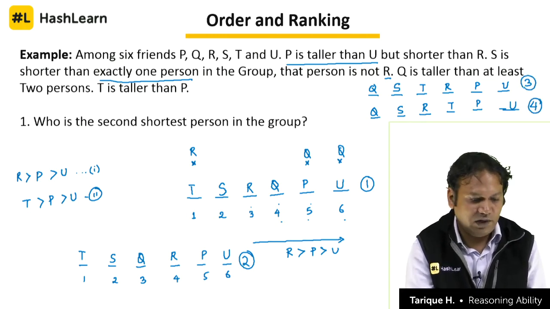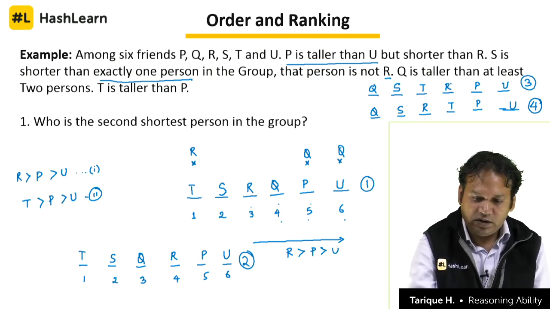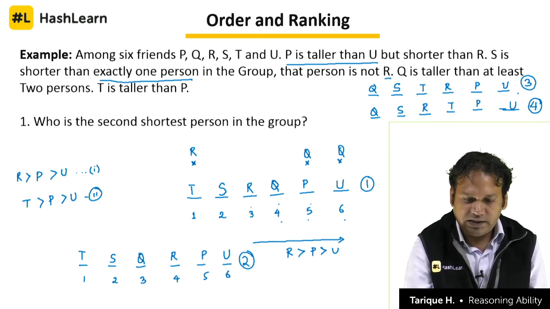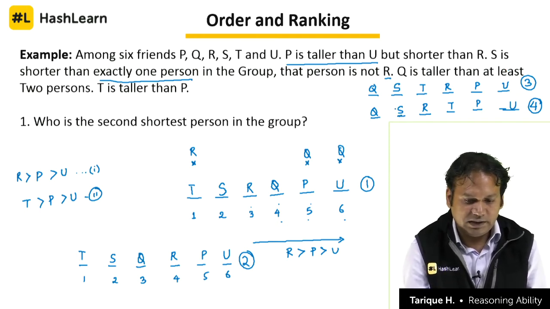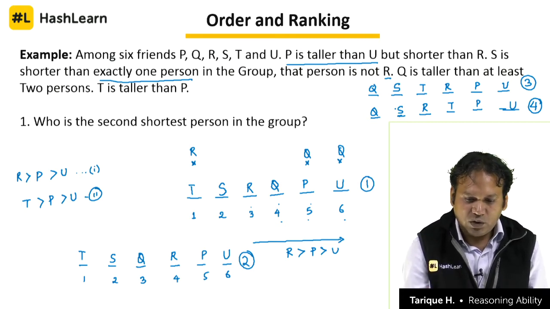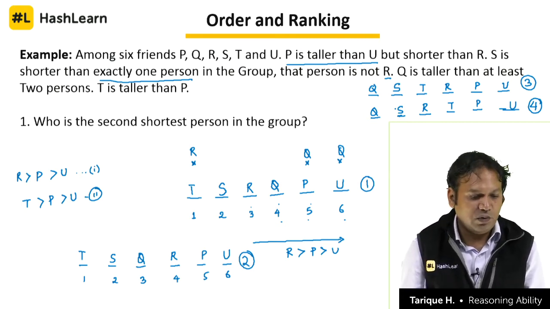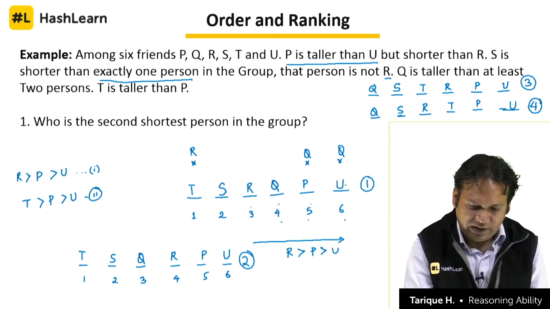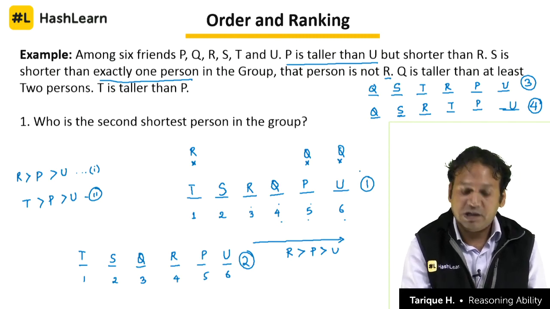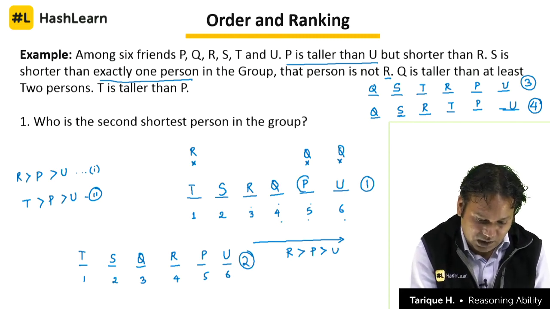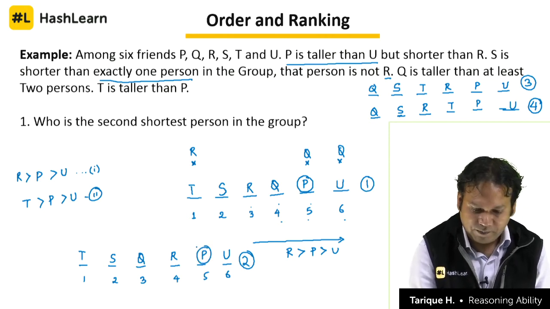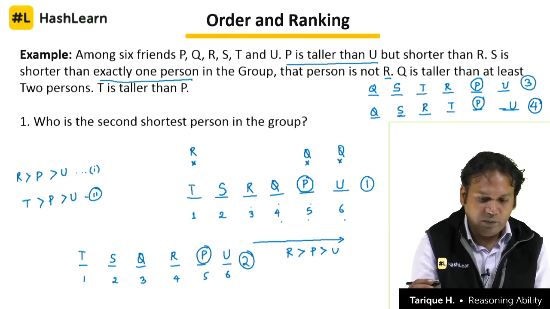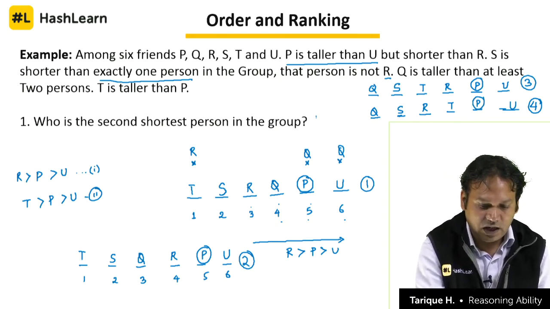All of these are agreeing to what we have. First one is R is taller than P, P is taller than U, correct, and T is taller than P and U, that is also correct. S is shorter than exactly 1 person, that 1 person is not R. Q is taller than at least 2 persons in all these cases. So who is the second shortest in the group? In all of these cases, different things are changing from one case to another, but one thing is fixed, and that is P is the second shortest person in the group. This is constant in all the cases, so the answer will be P.